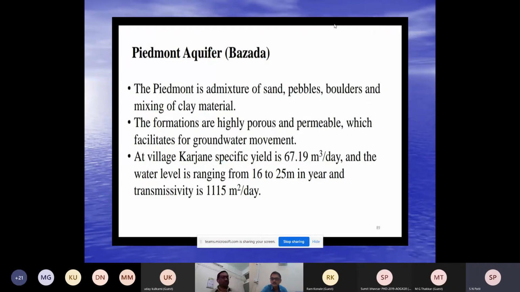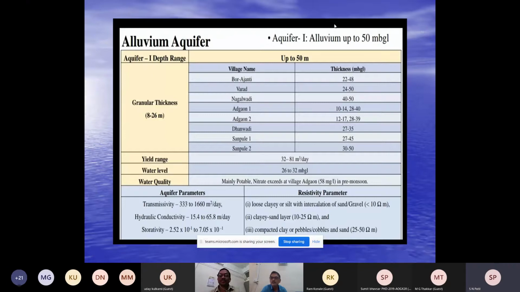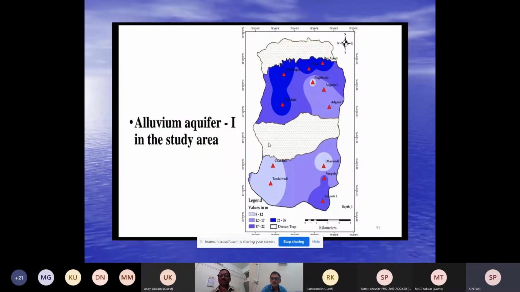Then at village Karanje, specific yield is 67 meter cube per day, and water level ranges from 16 to 25 meter in a year, especially in the Bazada zone. And transmissivity is 1015 meters per day. This is a model of aquifer 1 up to 50 meter, visual. These are the villages, and these are the thicknesses of the aquifer. And these are the aquifer parameters, and these are the resistivity parameters. This is aquifer 1 in the Chopra inlier area.